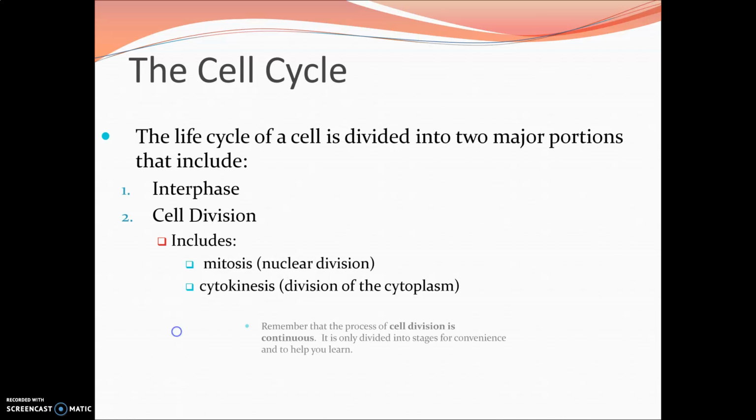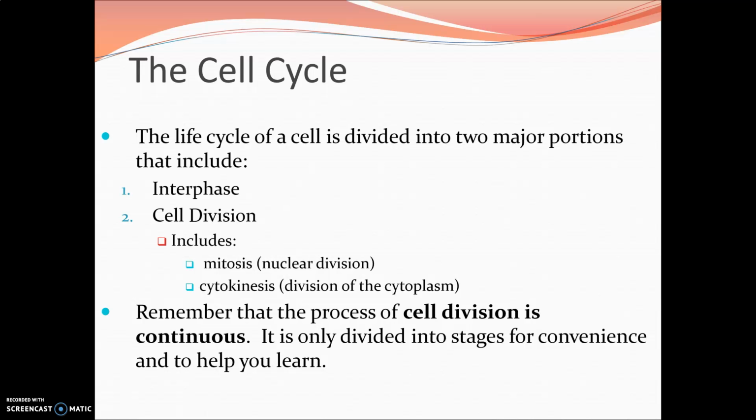And then at the end of cytokinesis, we officially have two brand new cells. Now, important to remember, the process of cell division is continuous. It's not a stop and start at each step. It's a fluid process. We only divide it into these stages for our convenience, to understand what cells do and to help you learn this better. It continuously moves through all of those steps in a fluid motion, but we break it down into steps so it's easier to understand.